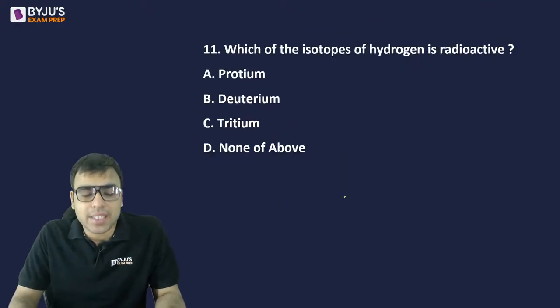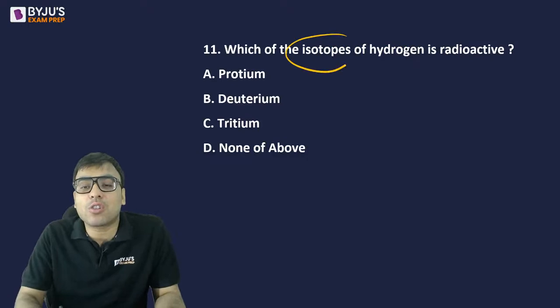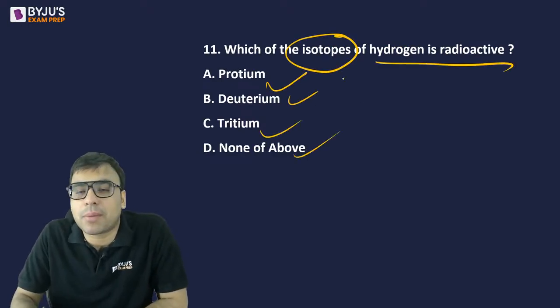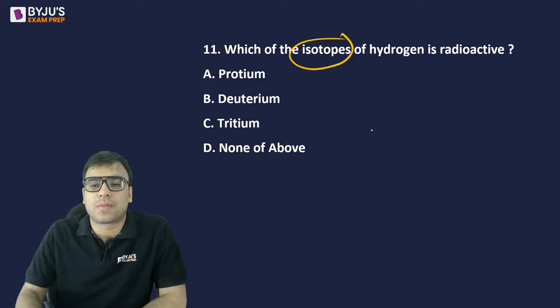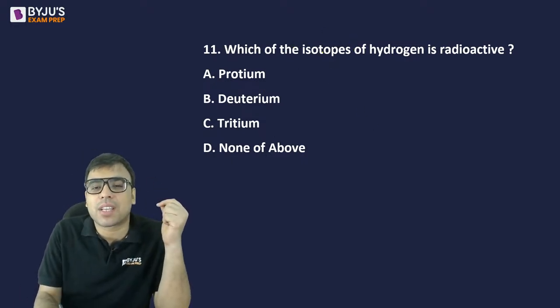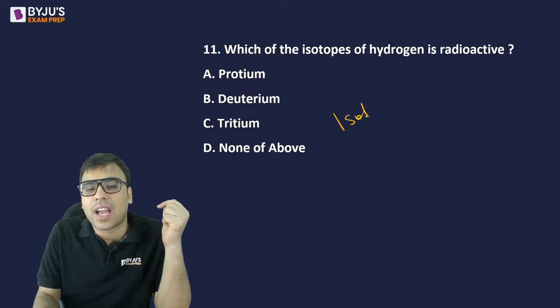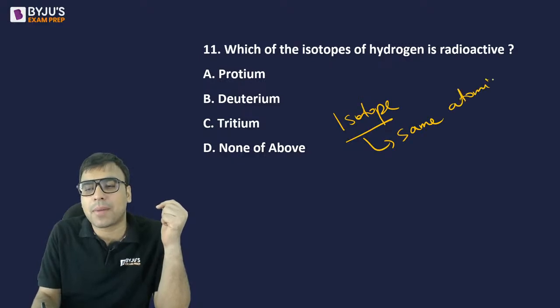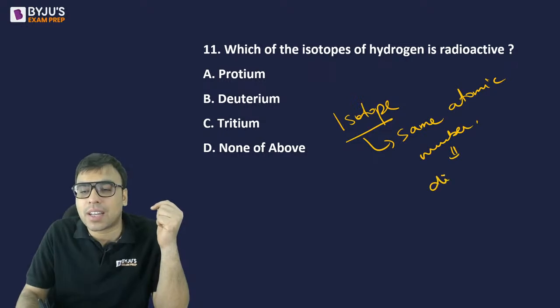The next one is question number 11. Which of the following isotopes of hydrogen is radioactive? Protium, deuterium, tritium, none of the above. Look, what is an isotope? These are two very famous terms. One is called an isotope: atoms of the same element having the same atomic number but different mass number. That's called an isotope.